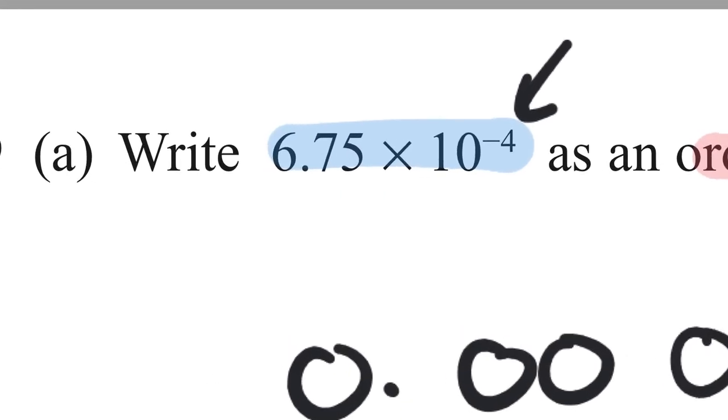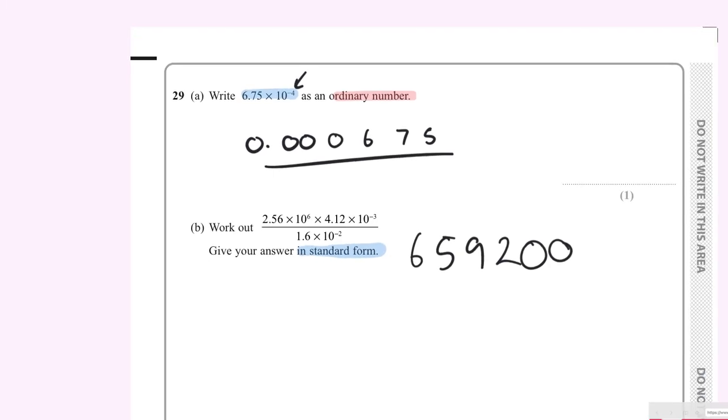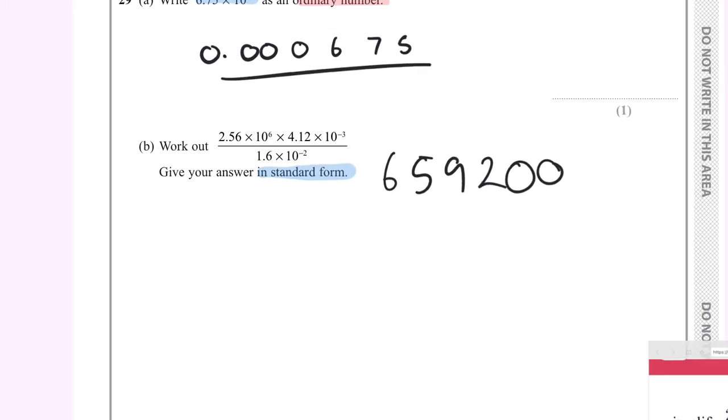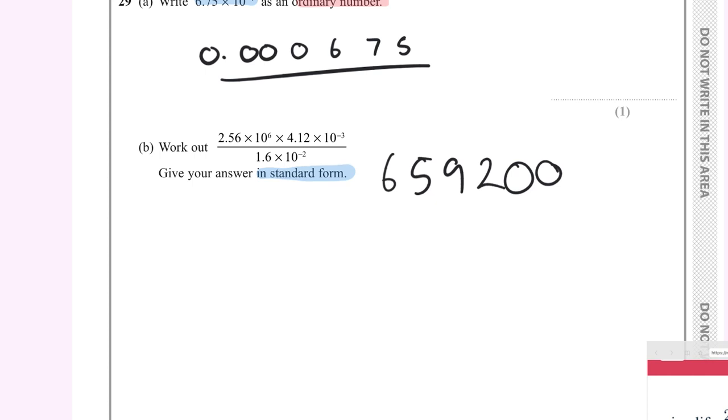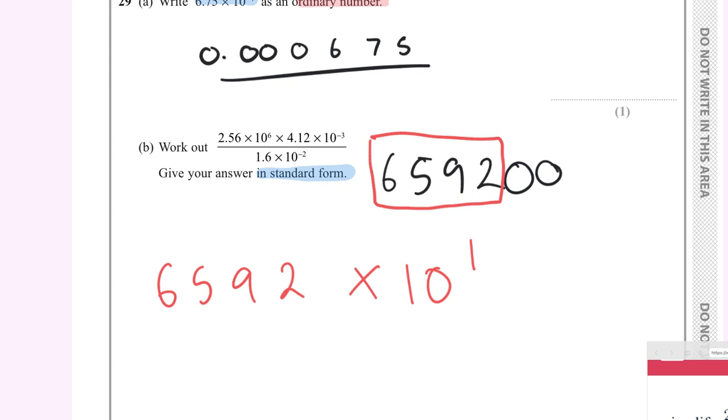6.75 times 10 to the -4. This is a big number though, so it's not going to be times 10 to the negative anything, but they always have the same layout. So you want to circle your part that is not 0, firstly, and put that at the front. Then you want to say times 10 to the something, and we need to find out what that something is.